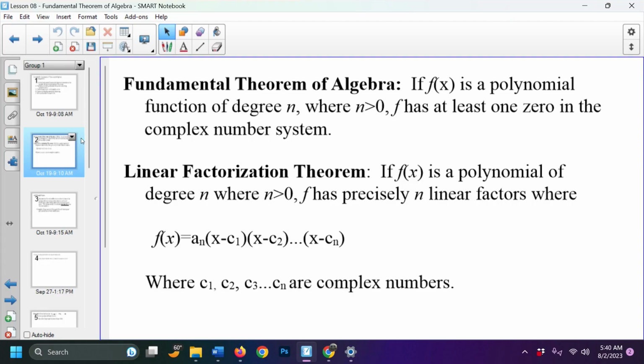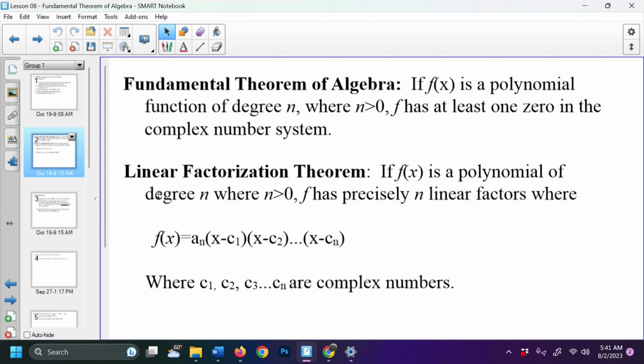The fundamental theorem of algebra. If f of x is a polynomial function of degree n, where n is greater than 0, f has at least one zero in the complex number system. This essentially says that no matter what type of polynomial you have, it must have a zero. That zero can be either real or it can be imaginary.